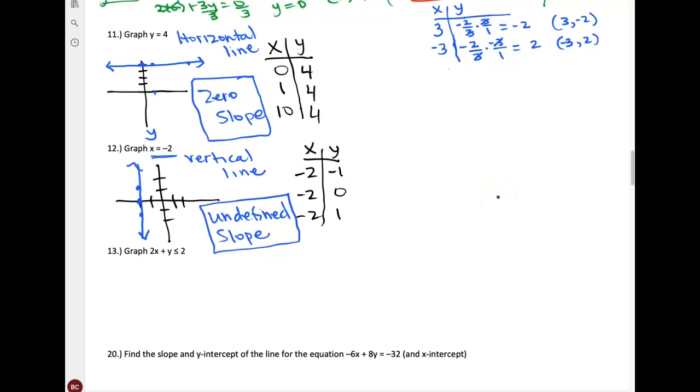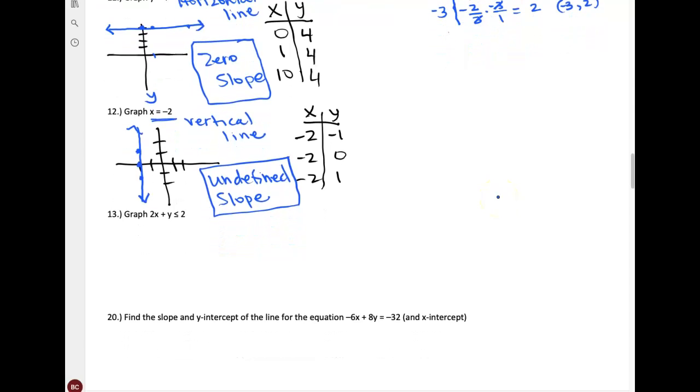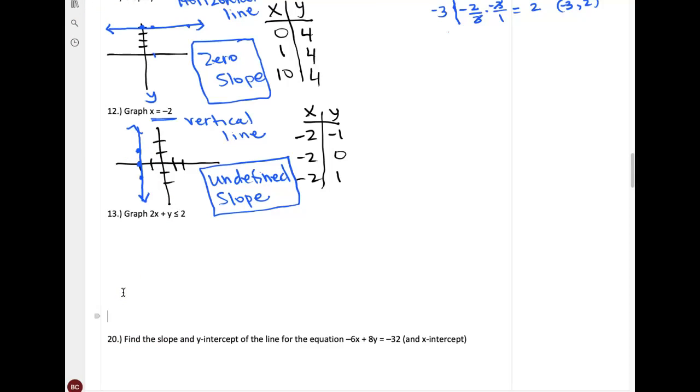Okay. All right, so let's graph one more here, but this time this is an inequality, right? But we're going to still start it off similar to how we would just graph lines in general, when it's an equation. So let's look at this.